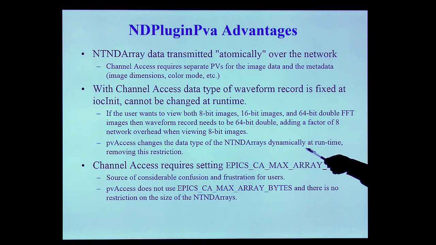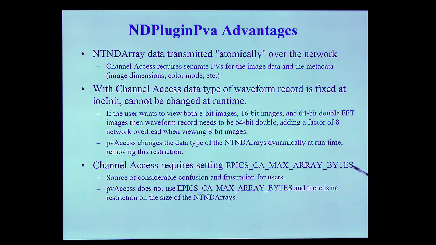PV access changes the data type of these NT-ND arrays dynamically. So first you're sending 8-bit data, and then you're sending 64-bit data. And there's no inefficiency, and nothing is fixed at IOC boot. Here, if you want to change the data type of your waveform record, you've got to edit your startup script and reboot the IOC.